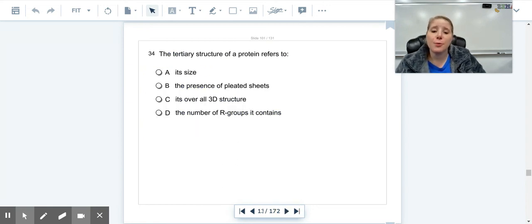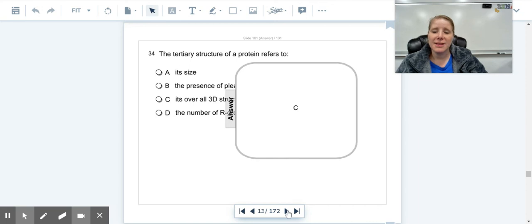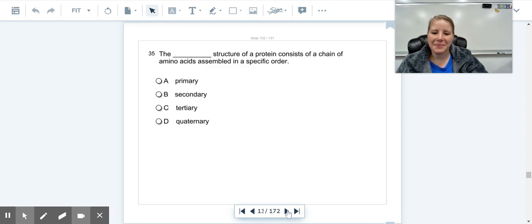So, the tertiary structure of a protein refers to its: A, size; B, presence of pleated sheets; C, overall 3D structure; or D, the number of R groups it contains. Get your answer? Did you say C? Okay.